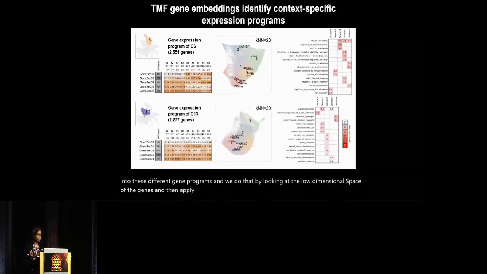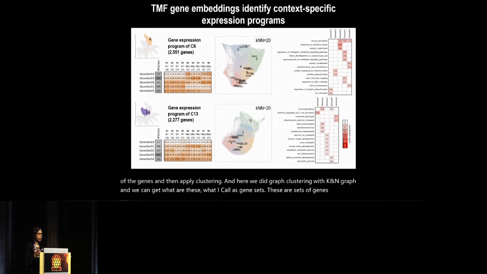And here we did graph clustering with a KNN graph, and we can get what I call gene sets. These are sets of genes that exhibit similar low-dimensional representations. We then test them for GO enrichment, and this is for two of the clusters, 6 and 13. For 6, one of the gene programs is interesting, gene set 1, where it's largely present in the wild type and really not that present in the others. And we see it's enriched for visual perception and so on and so forth.